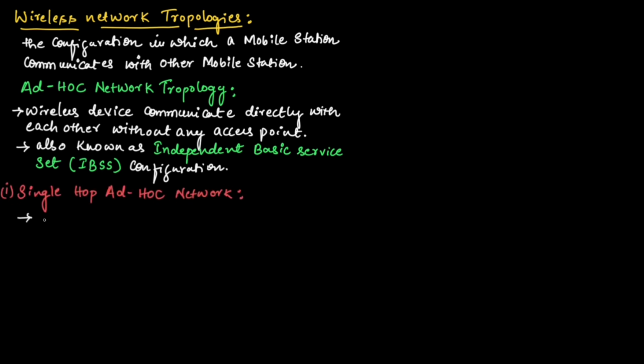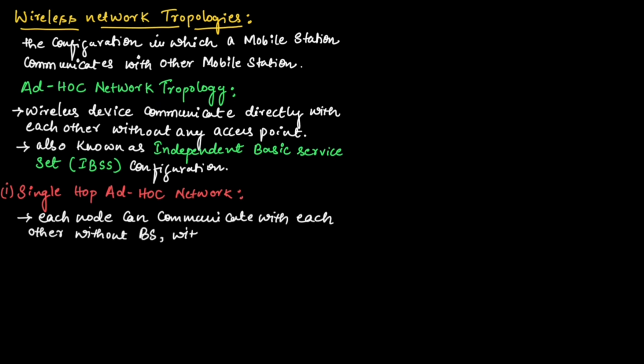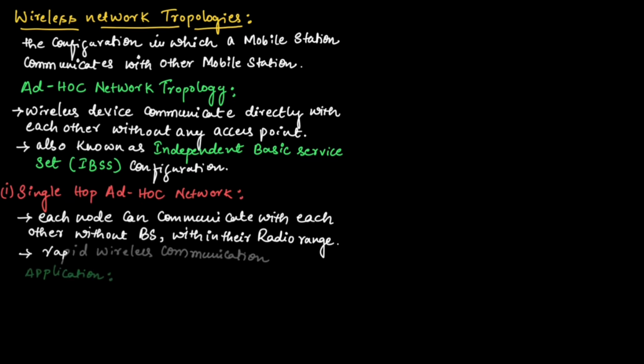In single hop ad hoc network, each node can communicate with each other without a base station within their radio range. Single hop ad hoc networks are suitable for rapid wireless communication. The applications of single hop ad hoc network are military communication and collaborative applications where conferences are held among groups.